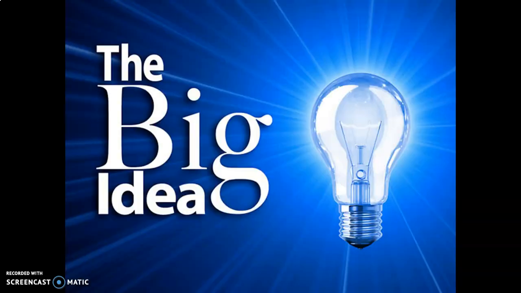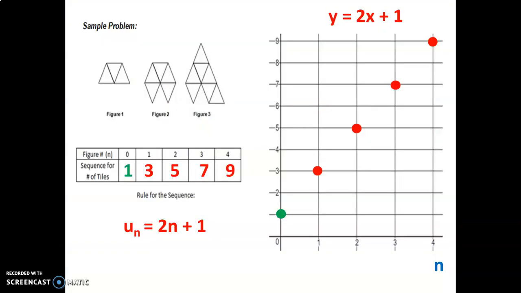Okay, again, big idea in mathematics definitely is, and to recap what we looked at already, we said arithmetic sequences are sequences that have a common difference. They are always linear when graphed. Therefore, if this is a linear rule for these points here, it is also a rule for the arithmetic sequence.